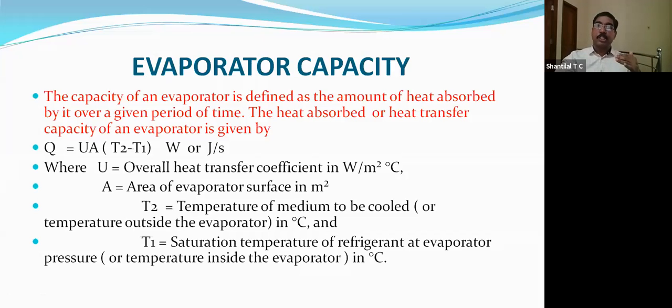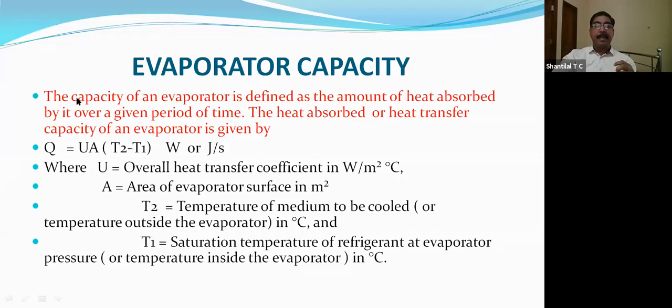So we have to take T2 minus T1. Evaporator temperature is low and surrounding temperature is high. Surrounding means inside of the cabinet. So those two we have to take the difference of. T2 minus T1 means the temperature difference, between the evaporator coil temperature and the space temperature inside of the cabinet. Then we first take the overall heat transfer coefficient and the surface area. Together we will get the result in watts or joule per second. That is known as evaporator capacity.